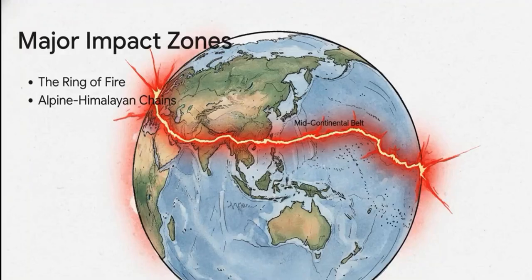Because of this aggressive convergence, certain parts of the globe experience the absolute maximum occurrence of severe earthquakes. The 2 most prominent global impact zones: the Ring of Fire, which is the circum-Pacific belt ringing the Pacific Ocean, and the mid-continental belts along the Alpine Himalayan chains.